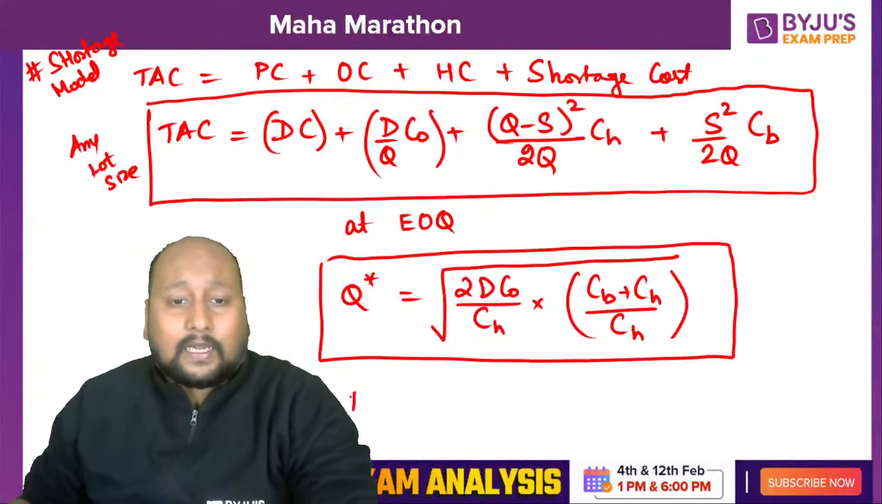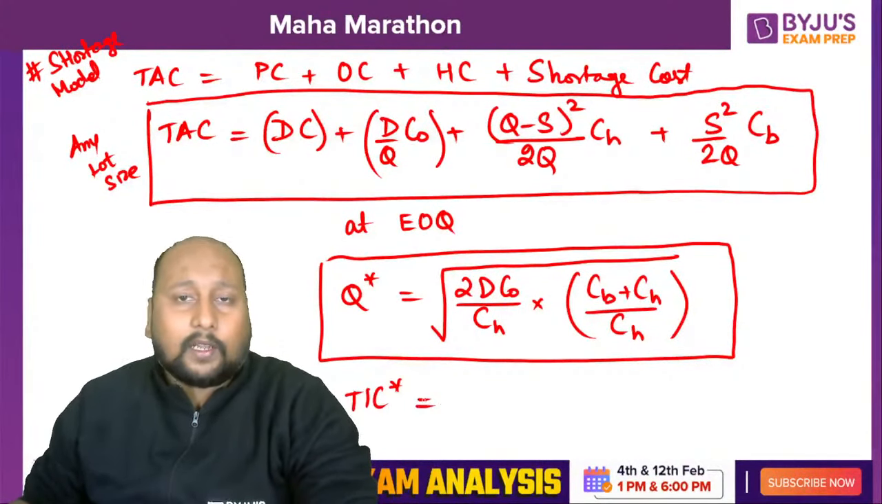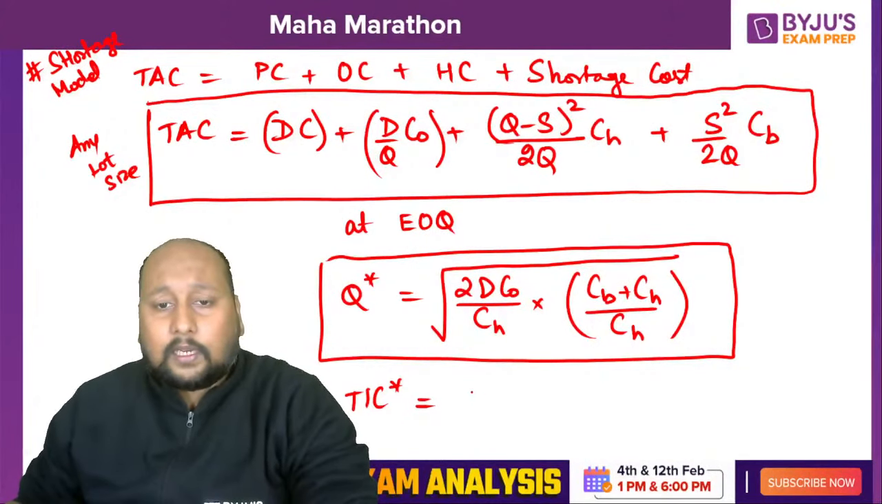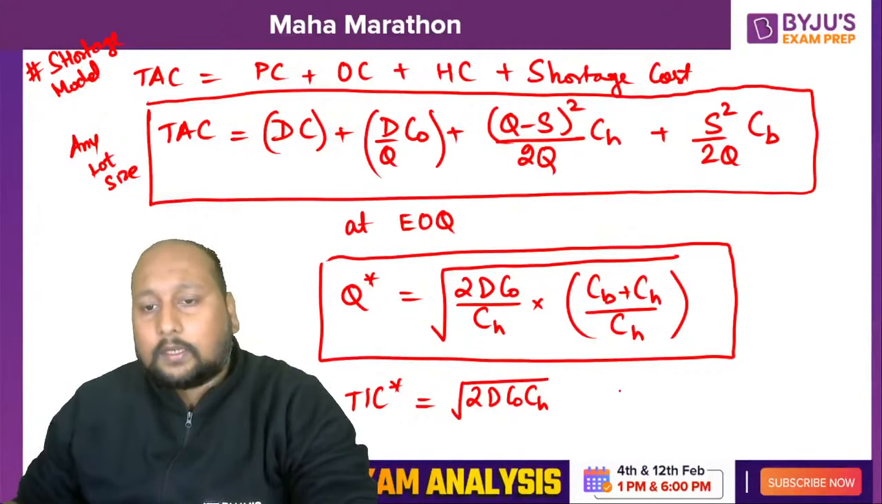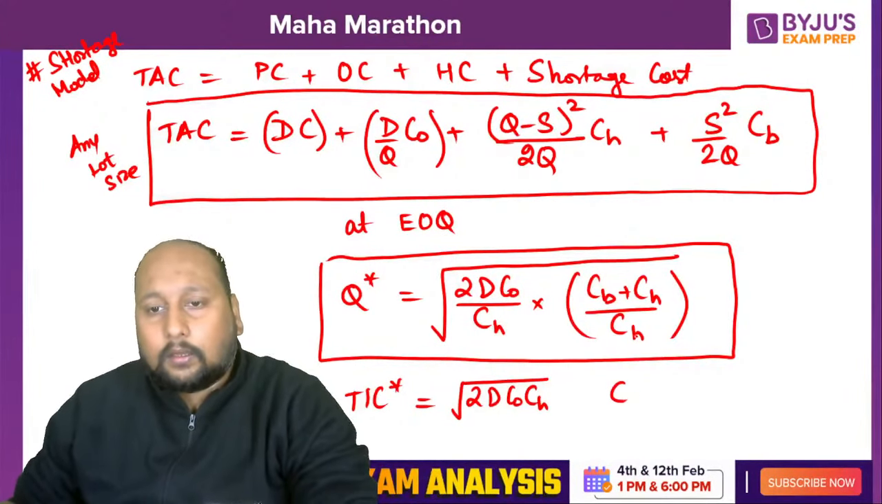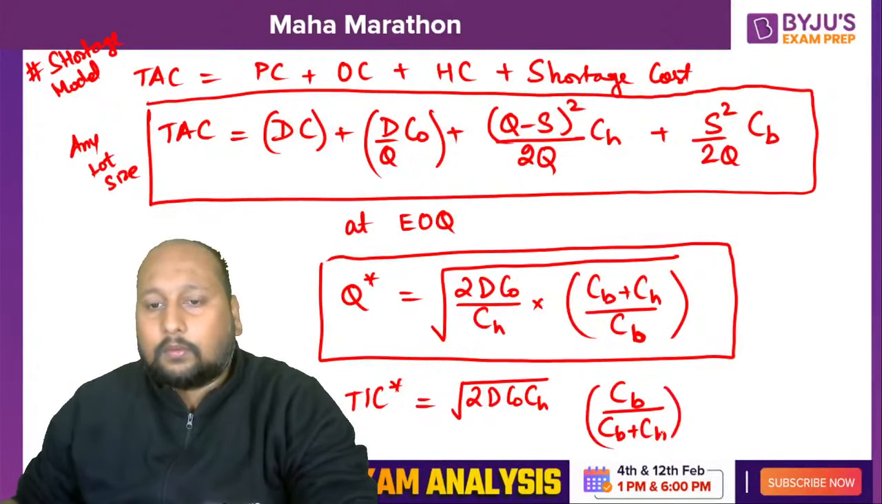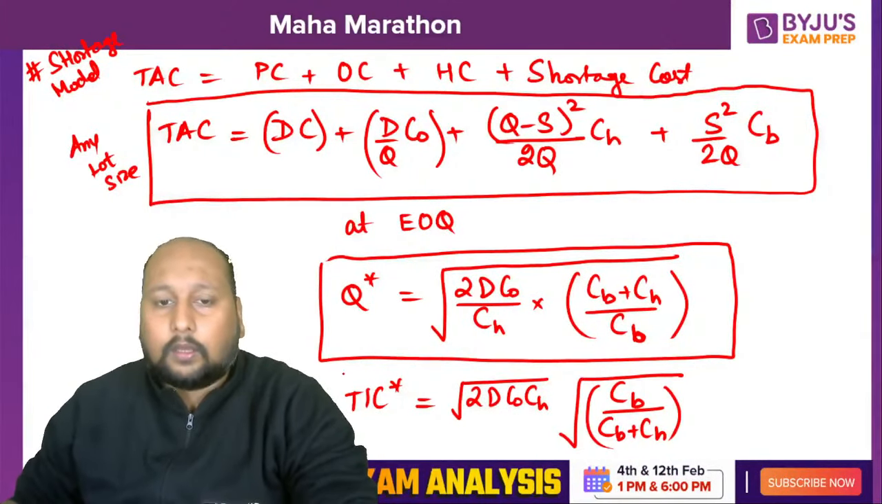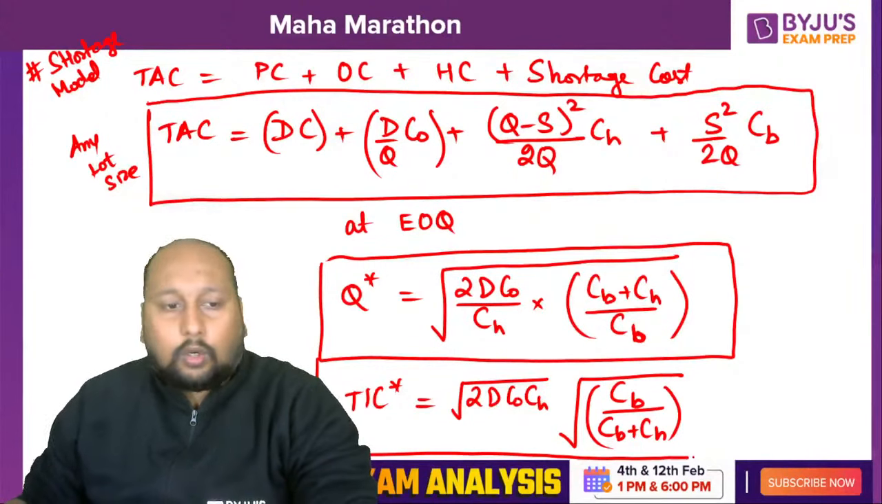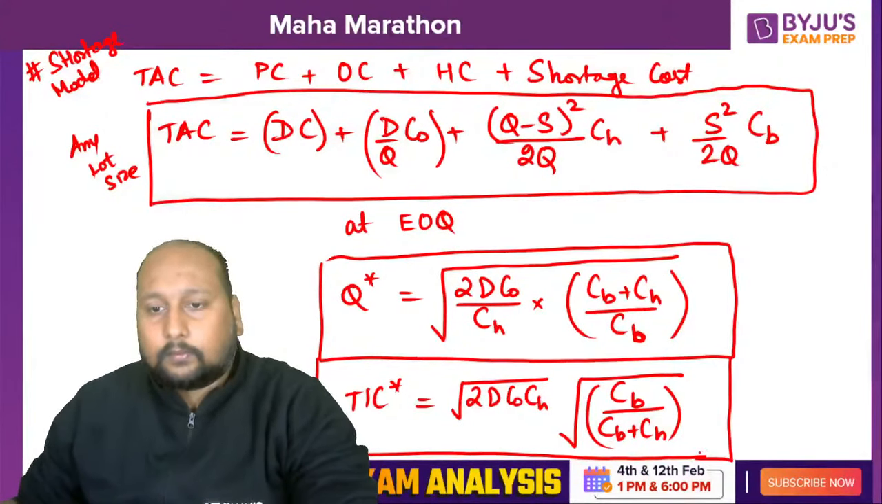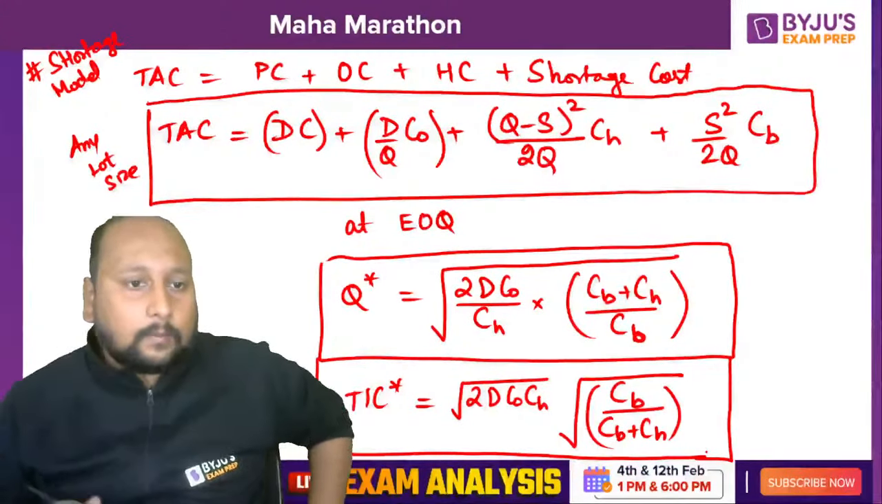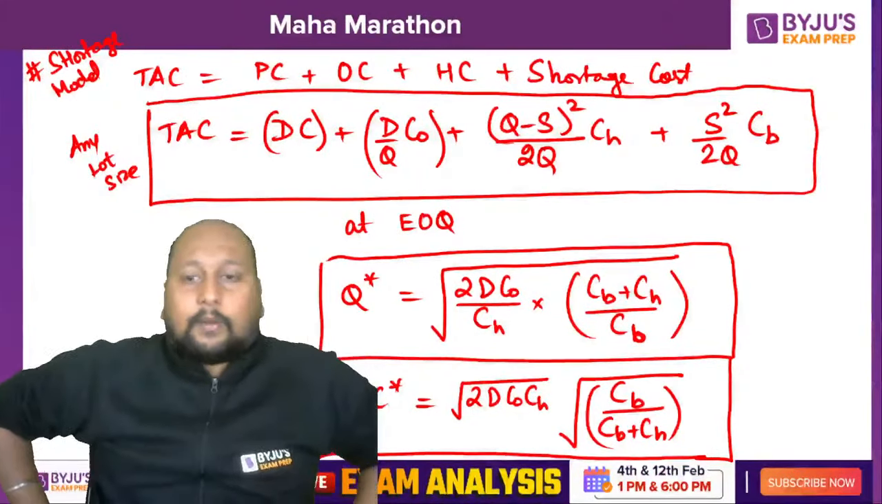And if I talk about the TIC star, the total inventory cost at EOQ, we can say root of 2D CO CH into CB upon CB plus CH. It will be CB, not CH. Okay, so this is the total inventory cost. It's in CB. Correct, Hema.